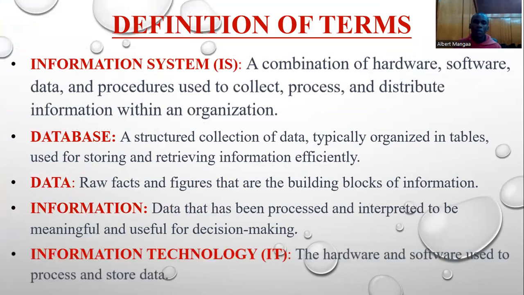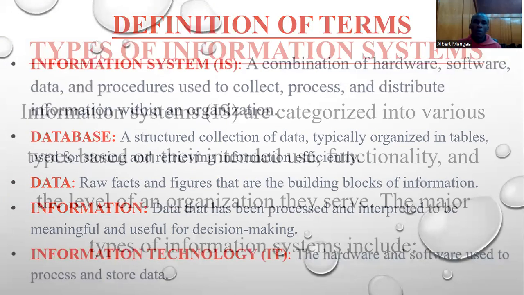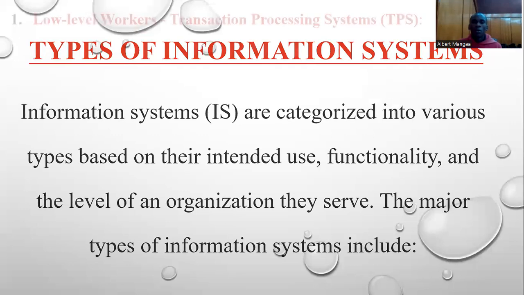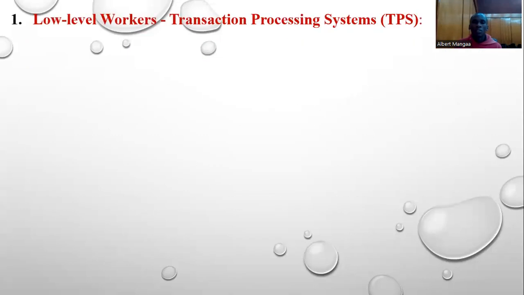That is just what we have already looked at. And now we are here. We said that we can classify or give types of these information systems depending on the intended use, their functionality, and the level of organization they serve. So we are going to look at the first type of information system. The first one will classify the type as low-level workers.